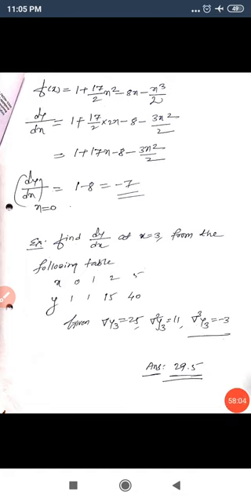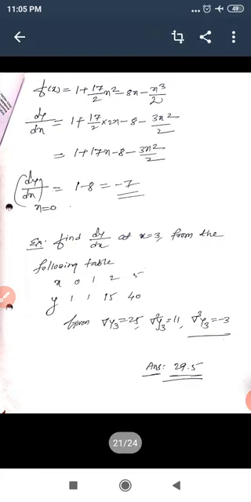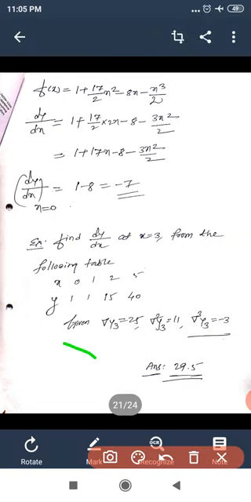Now simply find dy by dx at x equal to 3 from the following table. And this is an exercise for you. X equal to 3, where is it? Near the end of the table, between 2 and 5.